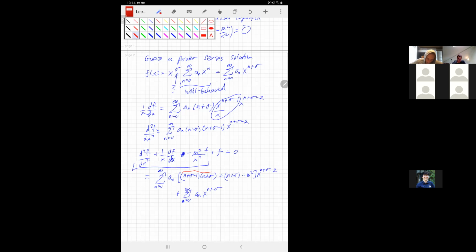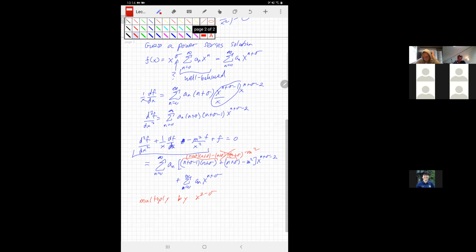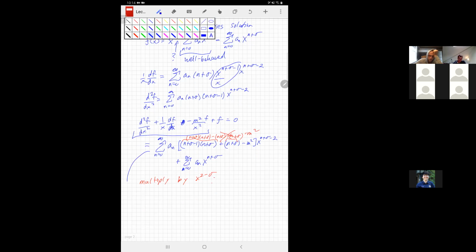Well, let's see. This is going to be n plus sigma times n plus sigma minus 1, and then I've got a plus n plus sigma, which, hey, those cancel. Minus n squared. And then I'm going to multiply everything by x to the 2 minus sigma. And now things become a little bit cleaner. Because if I multiply by x to the 2 minus sigma, I add 2 and subtract sigma from each of these exponents.